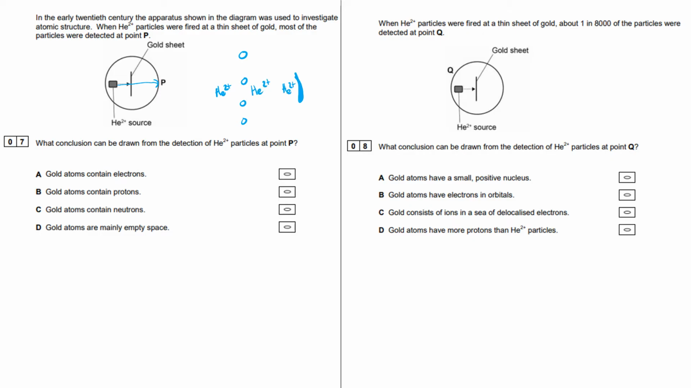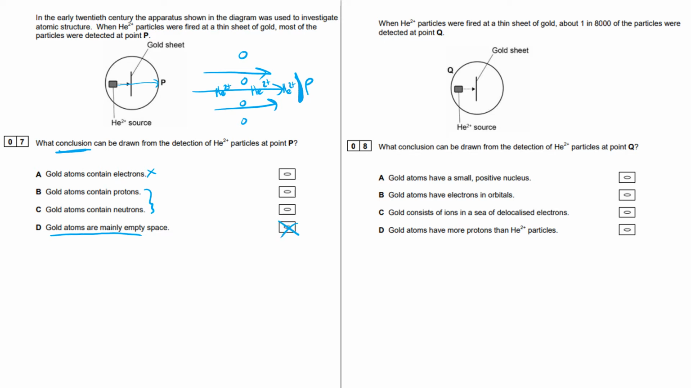Well, how could they pass through the gold sheet? And what conclusion can be drawn from this specific experiment? It contains electrons. Well, it does contain electrons, but you can't conclude that from this experiment. Neither can you conclude that it contains protons or neutrons. That conclusion can't be made. But what you can conclude is that if most particles are hitting detector P, there must be loads of empty space within that gold sheet. So answer D is correct there.